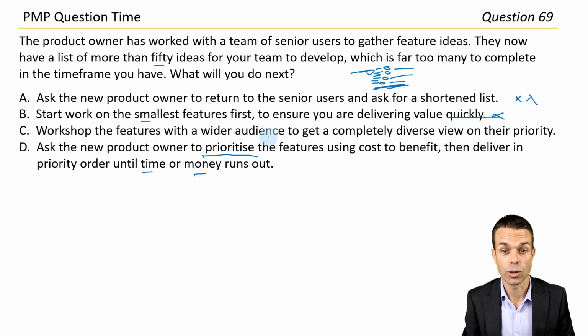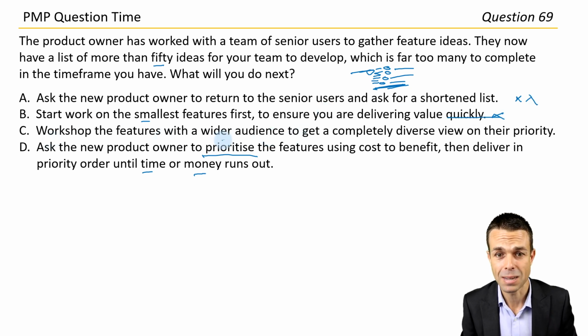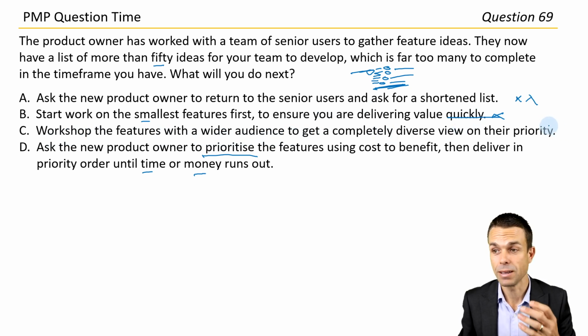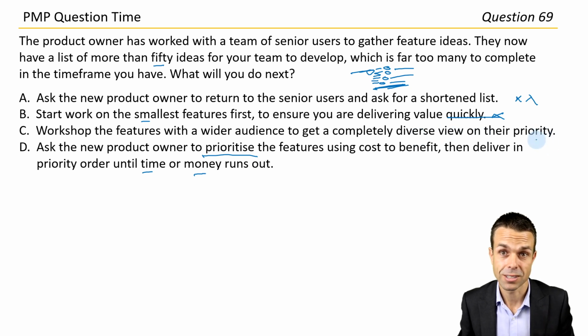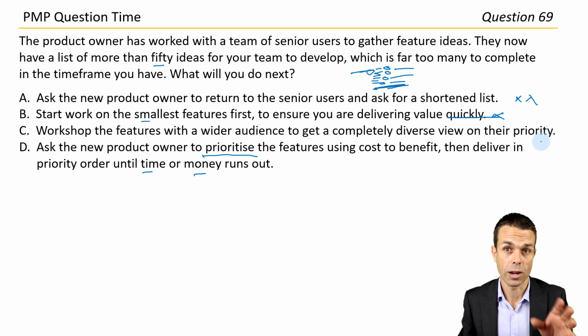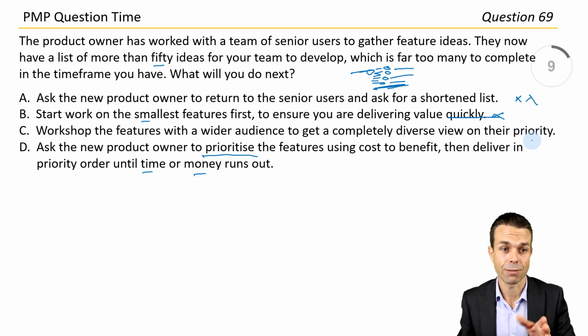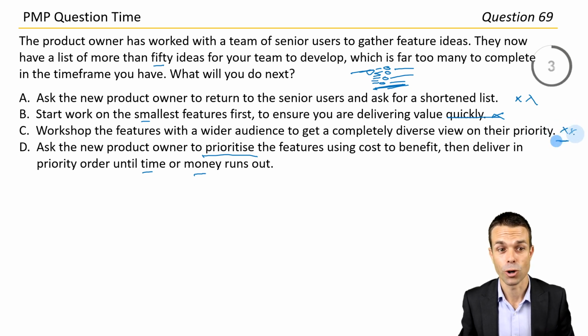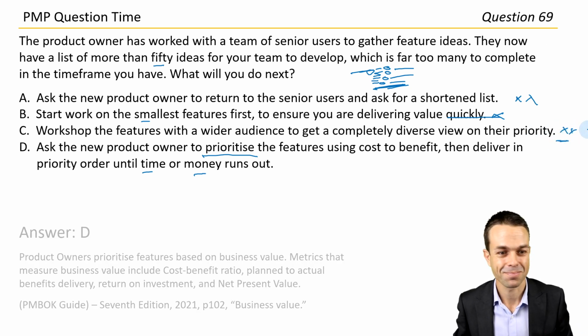Workshop the features with a wider audience. That could get messy and get a completely diverse view on their priority. We actually want the product owner to own this and be the one person who decides. So people have to convince the product owner, not the other way around. And because they have the deciding factor, we can move much faster. We don't have to get a cast of thousands. So again, that is a no. Let's go with answer D.